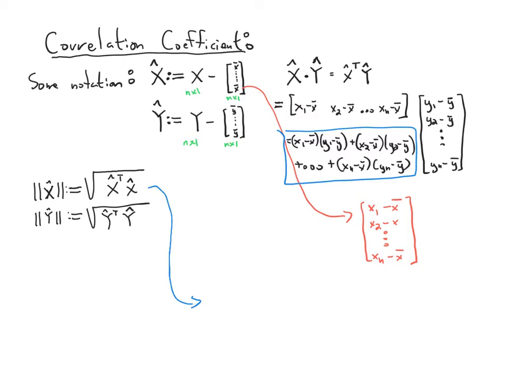I guess I'll write it out first, like this. So it's going to be x1 minus x bar, and then x2 minus x bar, all the way to xn minus x bar. So there are my n entries. That's x hat transpose times x1 minus x bar, the same thing, x2 minus x bar, all the way down to xn minus x bar. And I want to take the square root of that.